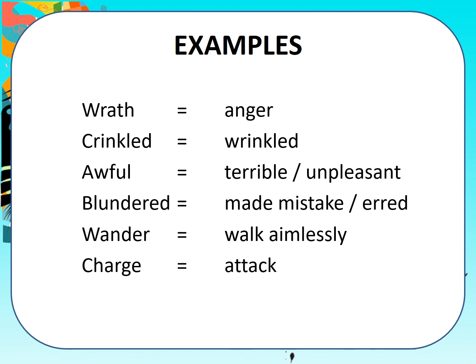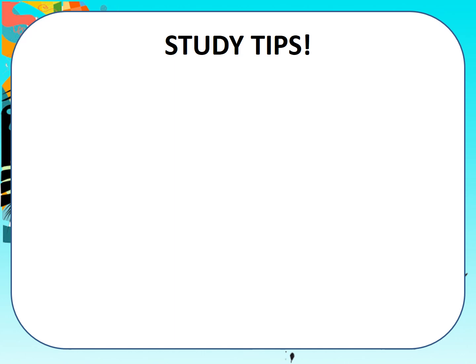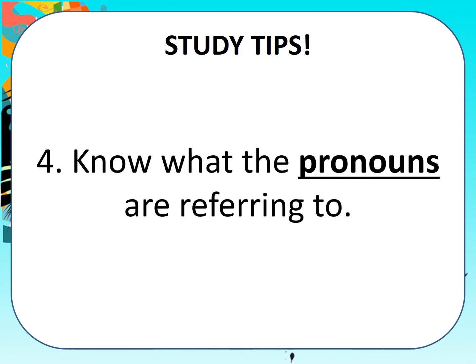Okay, are you ready for the next one? For the next tip. Tip number 4 is, you need to know what the pronouns in the poem are referring to. In some poems, there are so many pronouns. Some poems don't even have any. But some poems have the same pronoun throughout the poem, and some poems have 2 or 3 different pronouns. And you need to know each one of them.